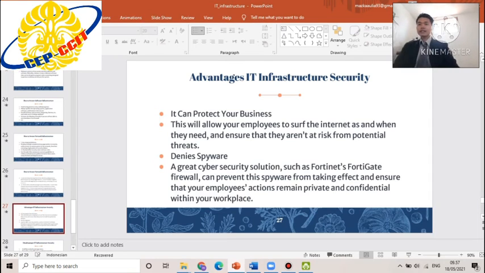Okay, these are the advantages of IT infrastructure security. First, it can protect your business. Second, this will allow your employees to use the internet as and when they need, and ensure that they aren't at risk from potential threats. Third, it denies spyware. And four, a great cybersecurity solution such as Fortinet's FortiGate firewall can prevent this spyware from taking effect and ensure that your employees' actions remain private and confidential within your workplace.